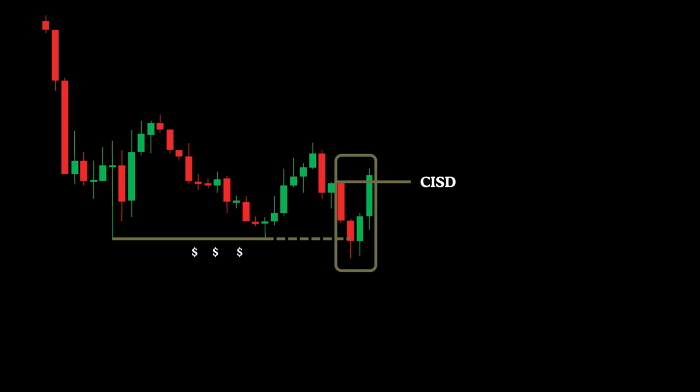Once this liquidity is cleared, the price often reacts sharply in the opposite direction, creating favorable conditions for a CISD pattern to appear. This action signals that the market has accumulated sufficient momentum for a reversal, reinforcing the setup's reliability.